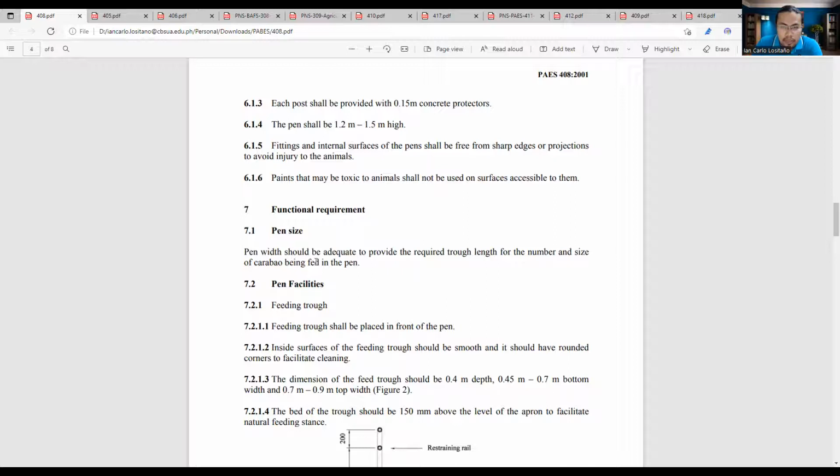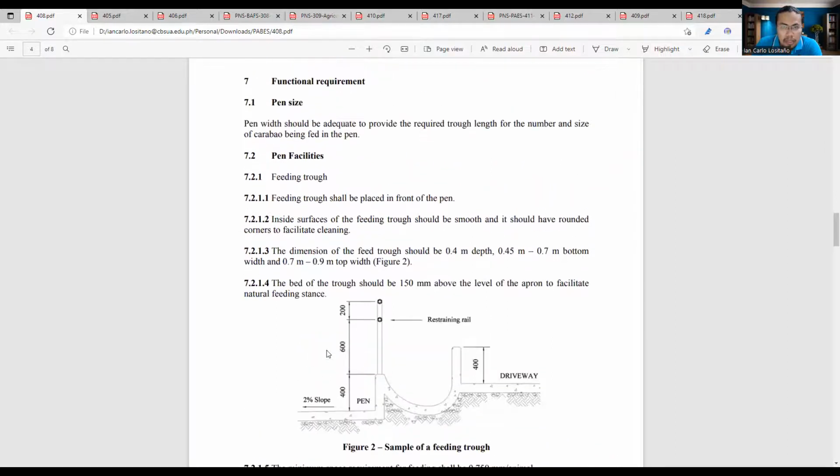For the building, adequate required trough length for the number and size of carabaos feeding in the pen. Again, 4 meters squared per animal, per carabao. And the feeding trough shall be placed in front of the pen. This is for easy feeding of the animals.